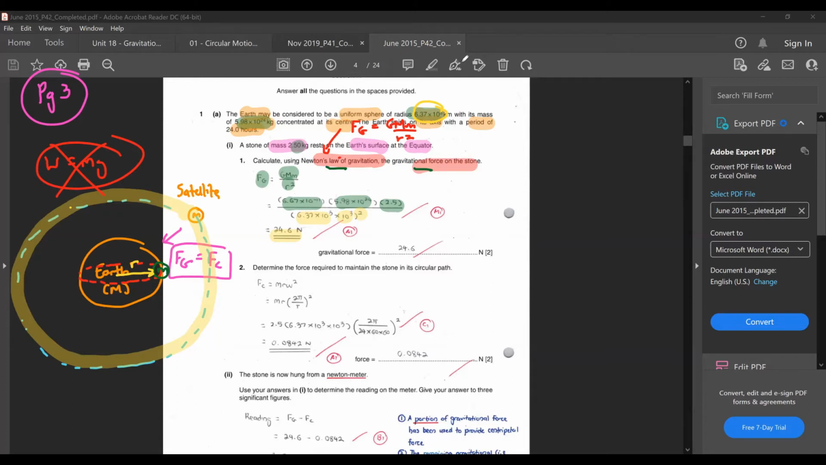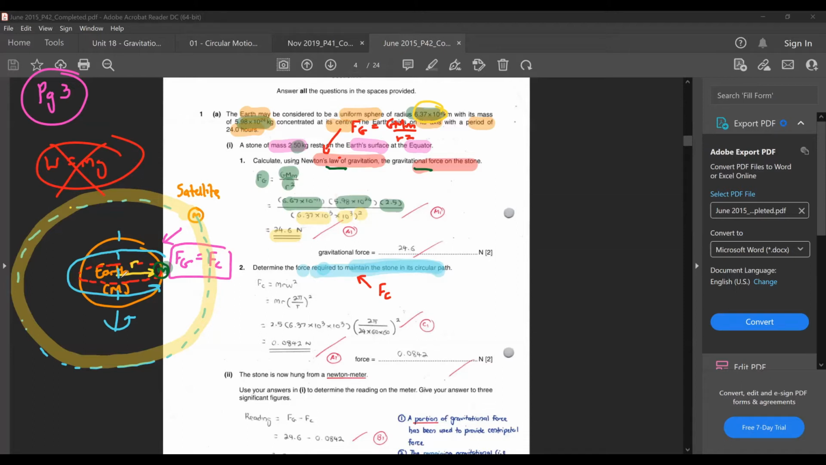Now, if you move on to the next part of the question, they ask you to find the force required to maintain the stone in its circular path. Now, the force required to maintain the stone in its circular path, this one by now you should know is talking about centripetal force. Okay, because your stone here, when it's resting on the surface of the Earth, as your Earth is rotating, the stone also moves in a circle as the Earth spins about its axis.